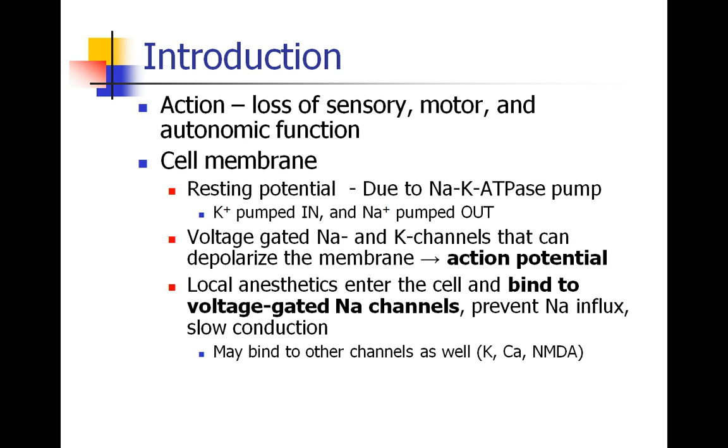Local anesthetics will enter the cell and actually bind to these sodium channels. They'll bind to the voltage-gated sodium channels on the inside of the cell. And when they do that, they prevent the influx of sodium and they slow conduction across the nerve cell. There may be secondary mechanisms whereby local anesthetics bind to other ion channels as well. But there's no question that the primary action is binding to sodium channels on the inside of the cell.